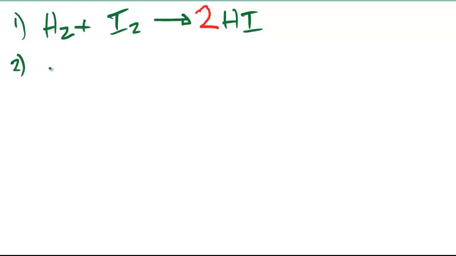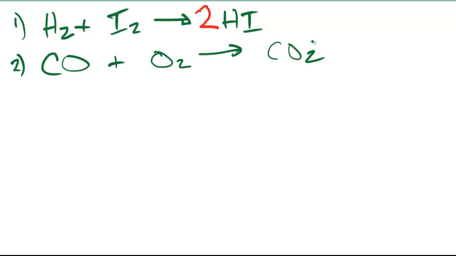All right, the second one. I'll read the equation for this. Carbon monoxide reacts with molecular oxygen to form carbon dioxide. So push pause. Now carbon monoxide is CO plus molecular oxygen, O2, and that forms carbon dioxide. All right, there we go.